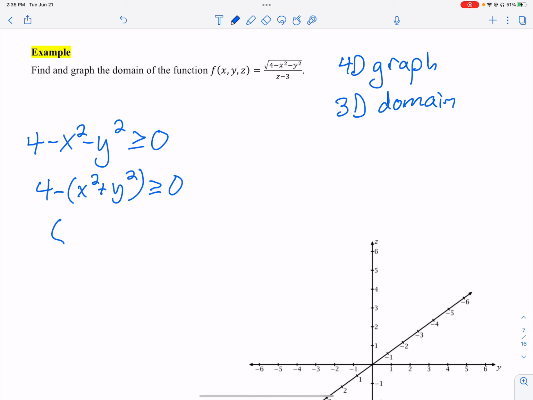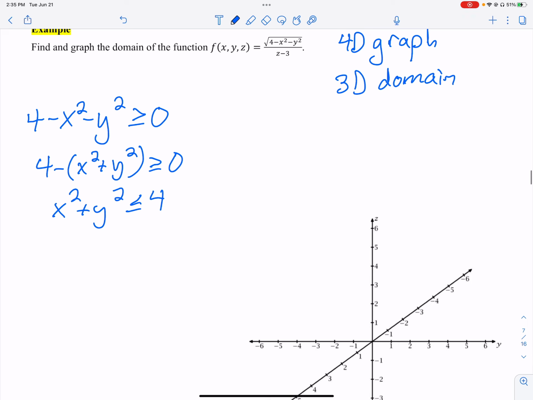And then that tells me that x squared plus y squared is less than or equal to 4. Now, you're maybe wondering, oh, that's a circle, right? Kind of. This is in 3 dimensions. So this is actually a cylinder. So it's a circle in the xy plane, right? That's our trace there. And then we have that circle trace all the way up and down along z.